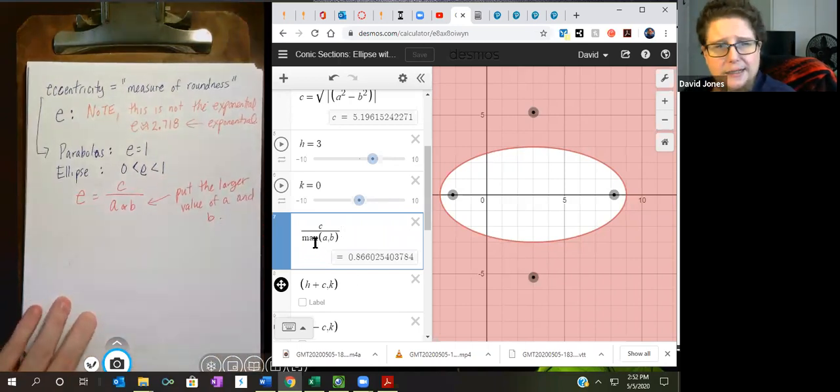A lot of computer programs allow you to do that with a max command. This says pick which one number is the max, A or B, and use that value.